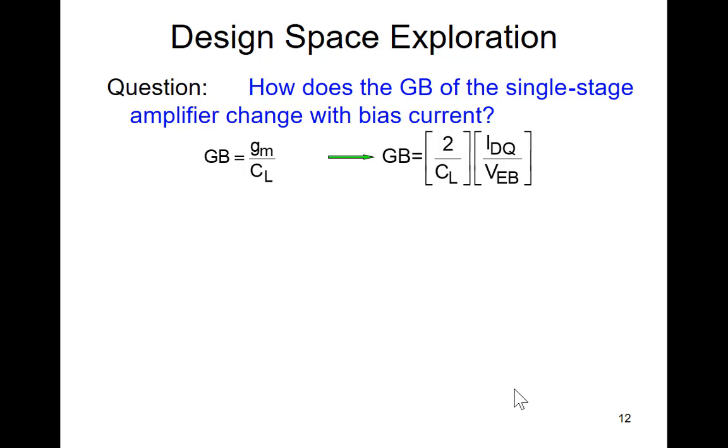So how does GB of a single stage amplifier change with bias current? Well, GB is equal to GM over CL, and GM is 2IDQ over the excess bias. So how does GB vary with bias current? Linearly. It appears that GB increases linearly with IDQ.